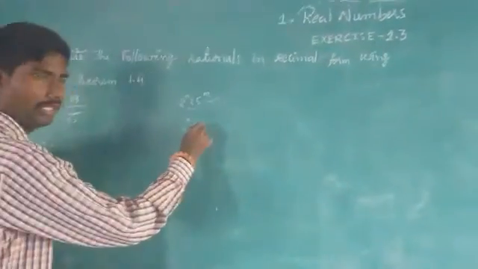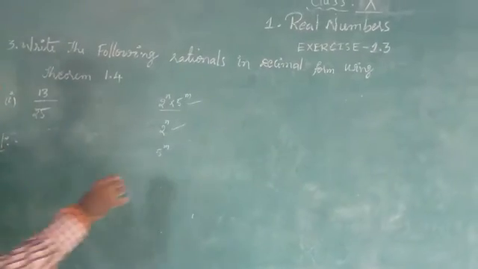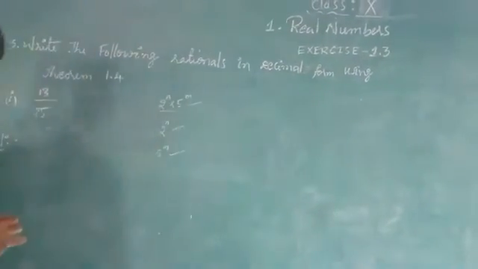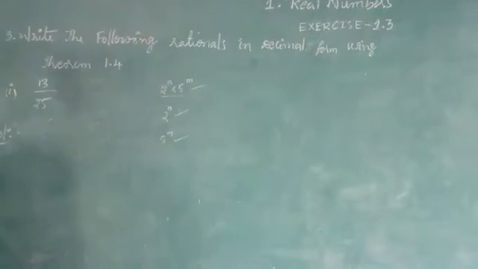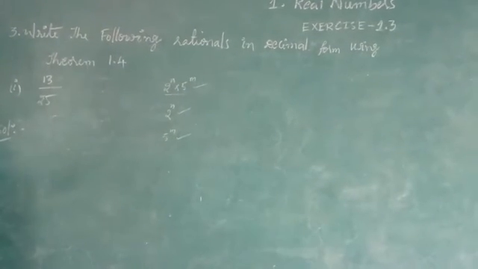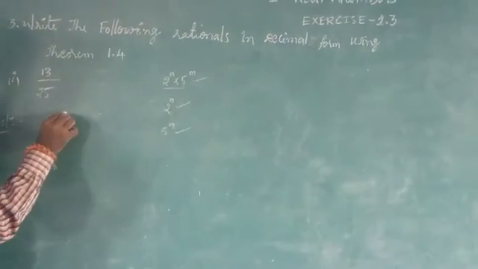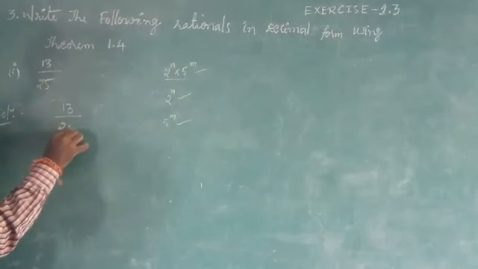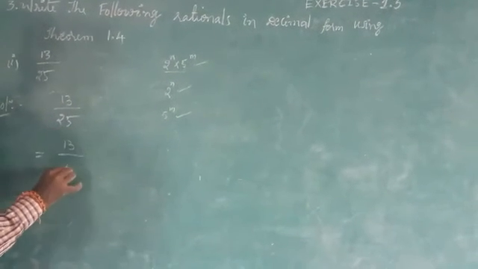If you have only 2 to the power of n in the denominator, you can tell it's a terminating decimal. If you have the denominator 5 to the power of m alone, then also you can tell it is a terminating decimal. So here, the given question is 13 by 25. Clearly, you can write 25 as 5 square.